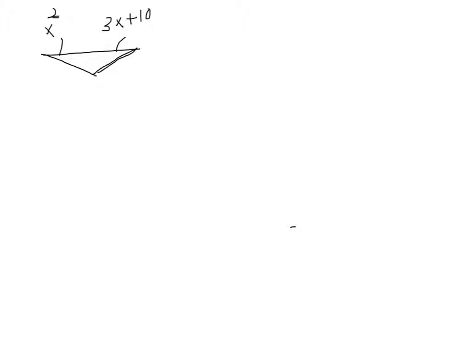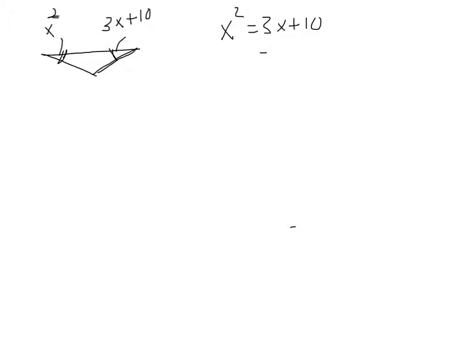Alright, so in this problem, you know that these two angles are equal. So you're going to set up x squared equals 3x plus 10. Hopefully you recognize that you're not going to be able to just solve this and make it say x equals like most of the things we do because it has an x squared in it.